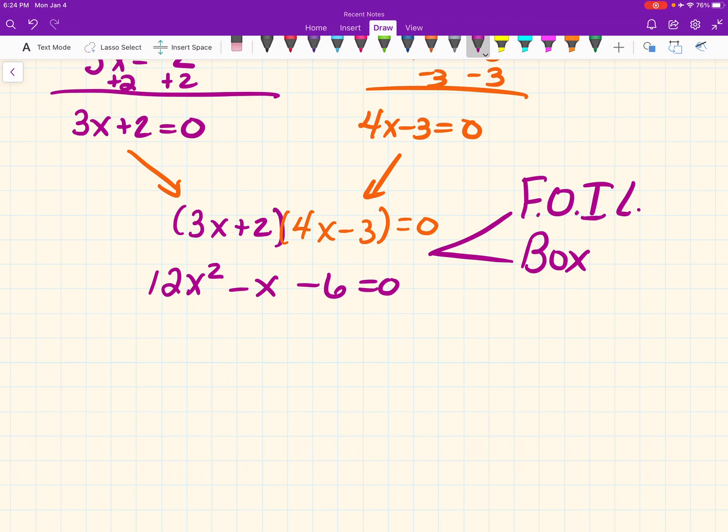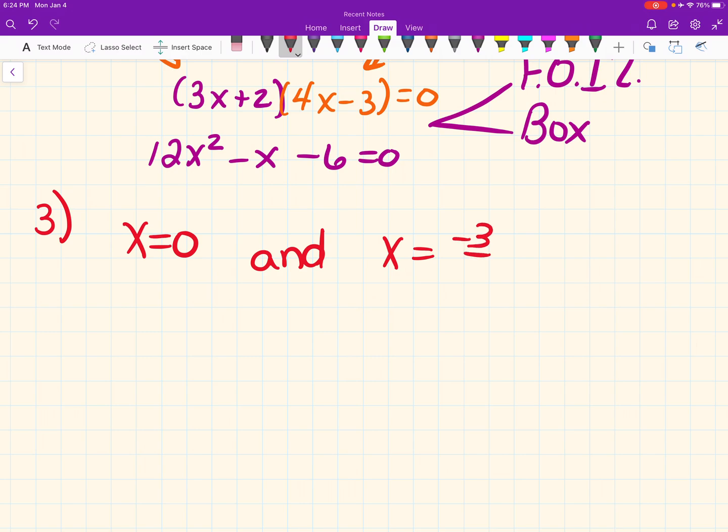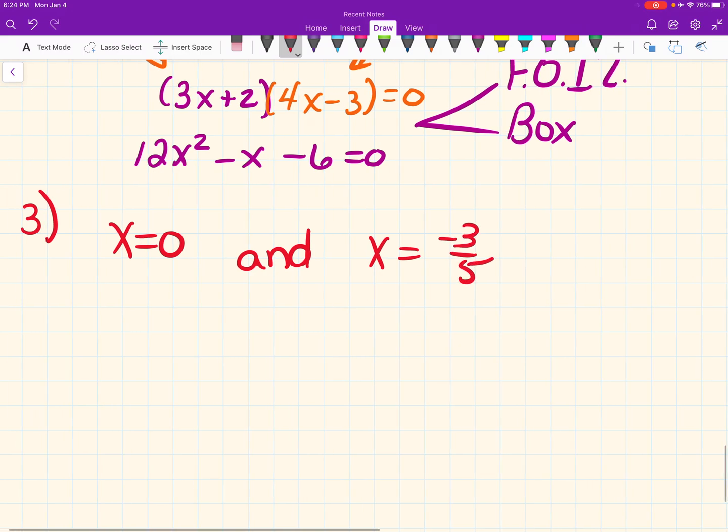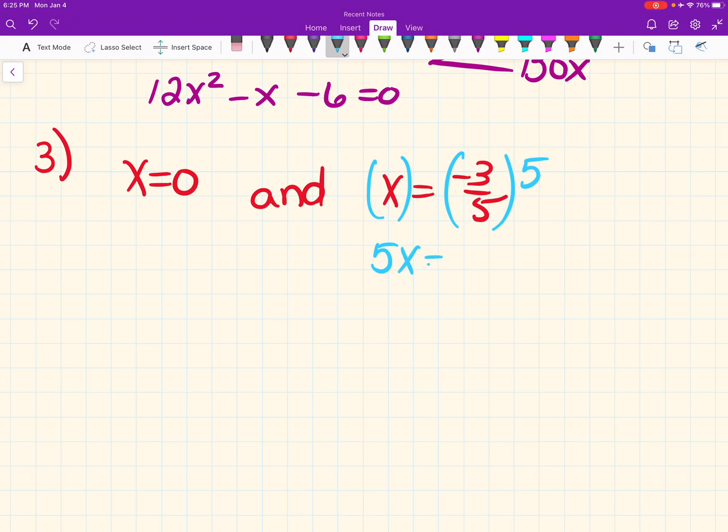Okay. One more. This is a tricky one, and that's why I wanted to do it. x equals 0 and x equals negative 3/5. Well, this first one here, x is already equal to 0, so there's nothing I need to do. And then the other one, I need to clear my fraction, so I'm going to multiply both sides by 5. So 5x equals negative 3. Add 3 to both sides. So 5x minus 3 equals 0.